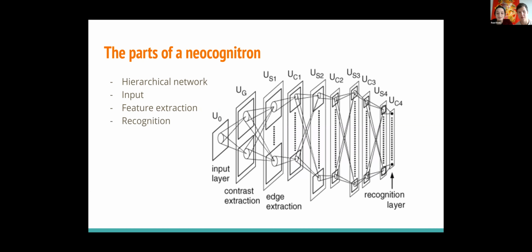Of course we're going to talk a little bit about how the neocognitron actually works and what it is. Well, it basically is a hierarchical network that extracts certain features from input to actually recognizing what the input actually is. And of course it's hierarchical because the features that are extracted go from less complex to a lot more complex. So in the beginning you start off with edges or contrast, and in the end you will have almost actual figures.